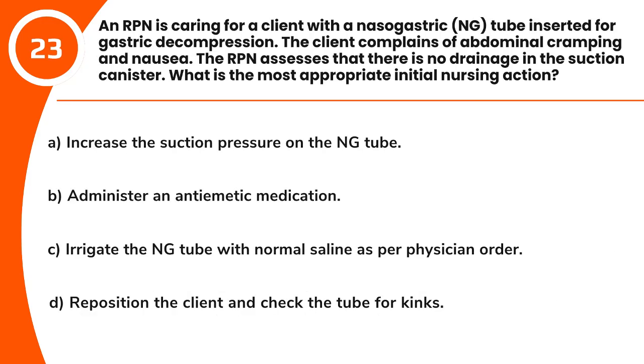An RPN is caring for a client with a nasogastric (NG) tube inserted for gastric decompression. The client complains of abdominal cramping and nausea. The RPN assesses that there is no drainage in the suction canister. What is the most appropriate initial nursing action?